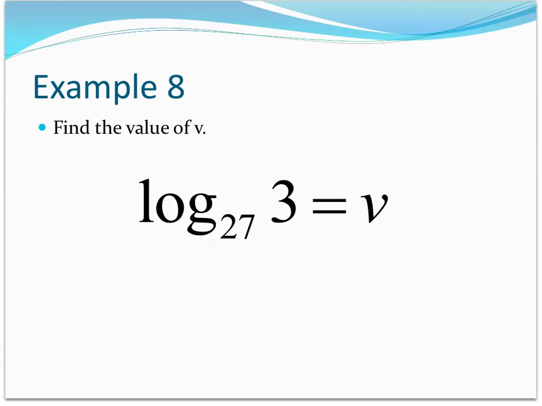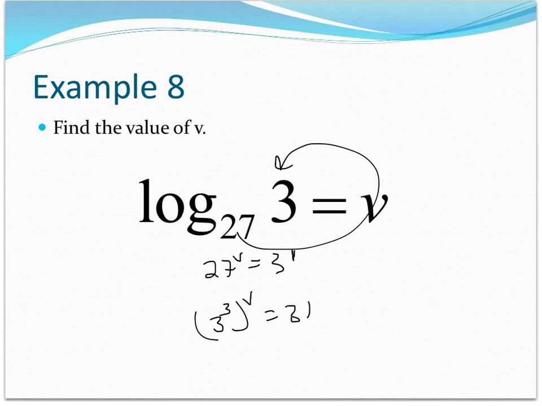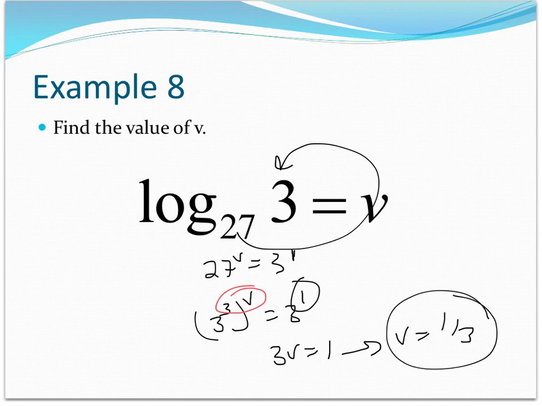This is our last example: 27 to what power is equal to 3? Once again, I'm going to reduce the base. I have 1 as this exponent. 27 is the same as 3 cubed. That's one that you should definitely know. So 3 times v, and it's 3 to the first, so I take my exponents and set them equal. 3v is equal to 1, so v is equal to 1/3. And that is how we can use this one-to-one property, get same bases, and then solve for our exponents.